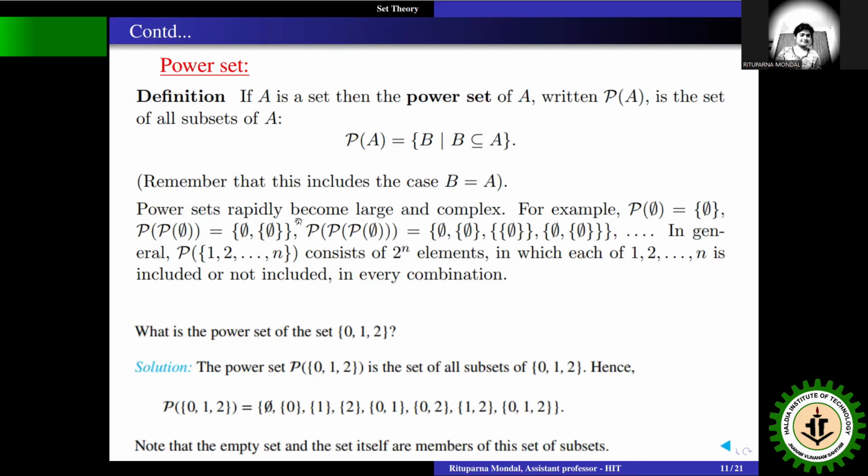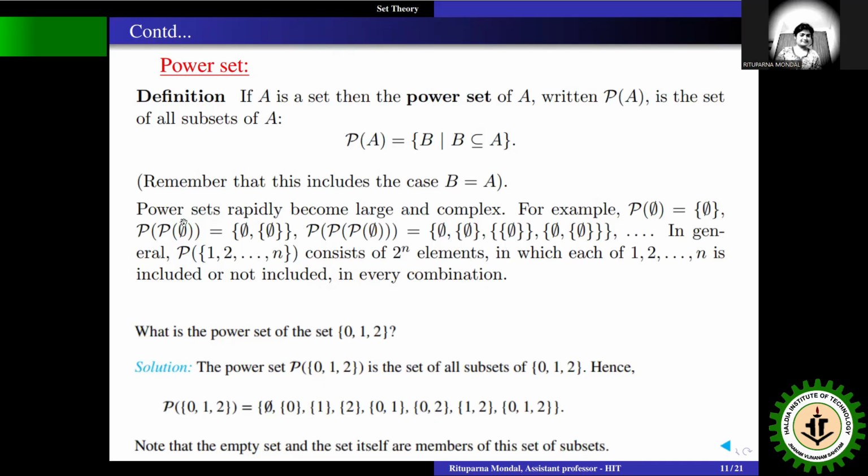Now, if we take the empty set, what will be the power set of the empty set? The empty set contains no element. Clear? So the power set of the empty set equals this set, which contains the element phi. So this is a set, meaning the power set of phi contains only one element. But phi contains 0 elements. Phi contains no element, but the power set of phi contains one element.